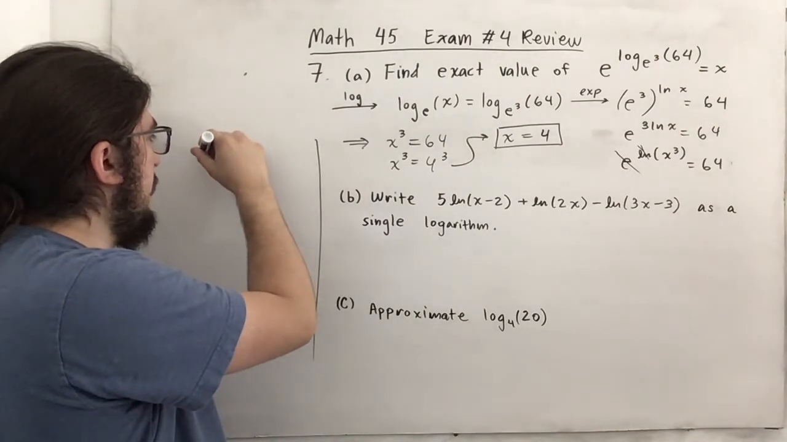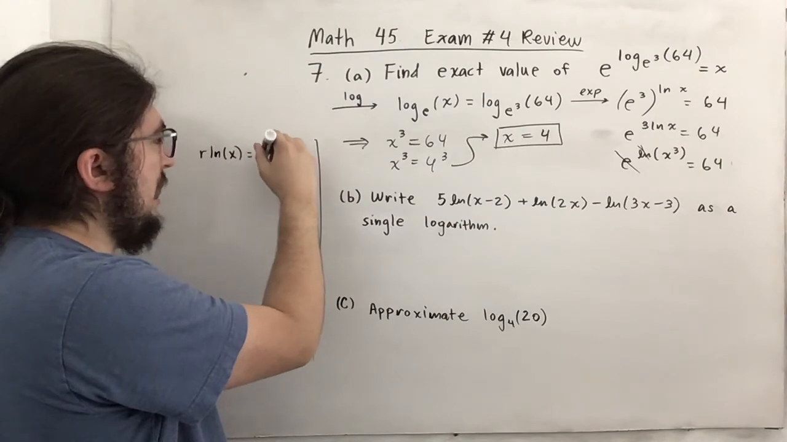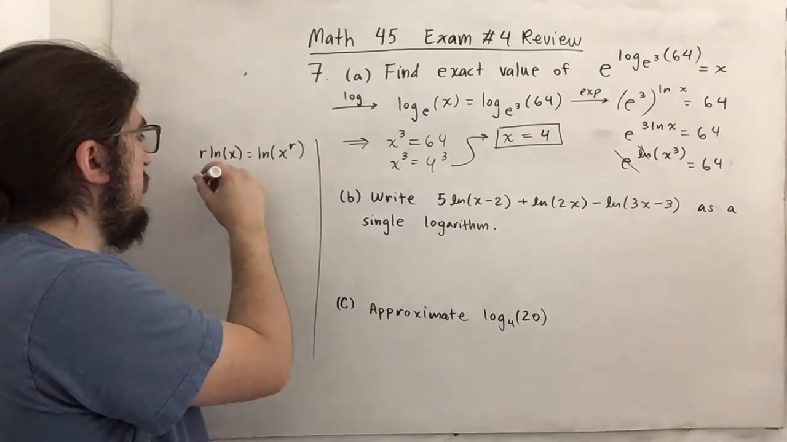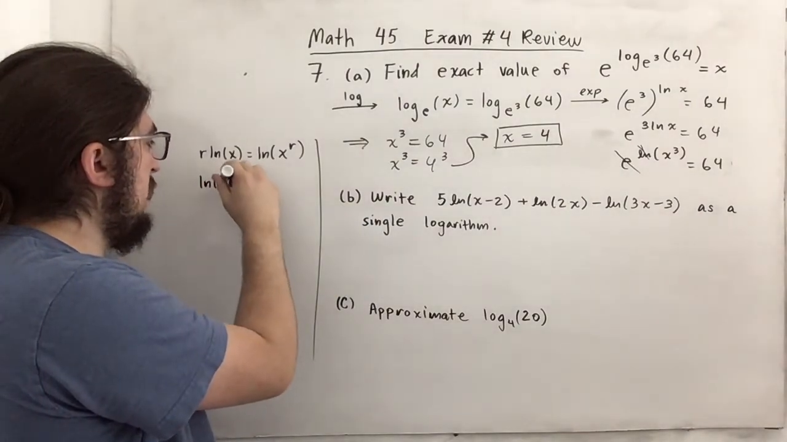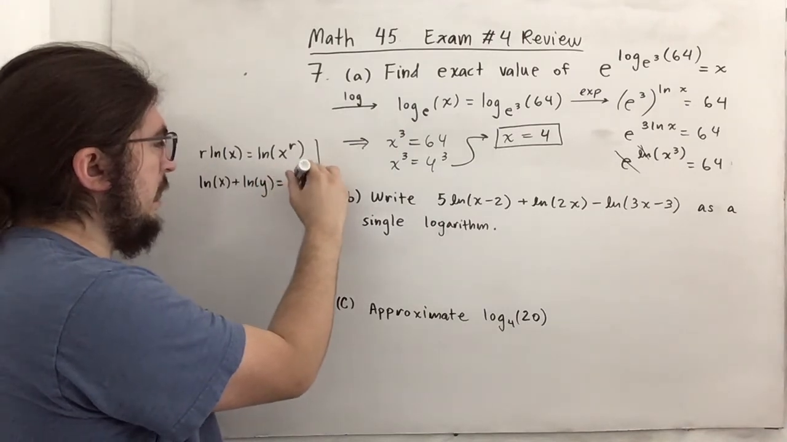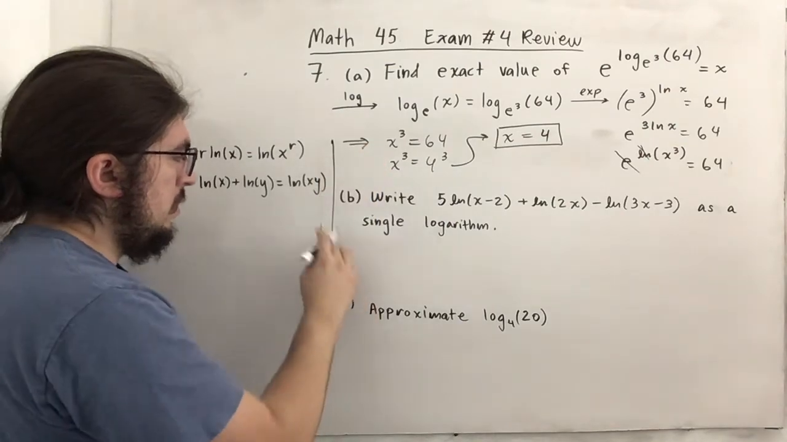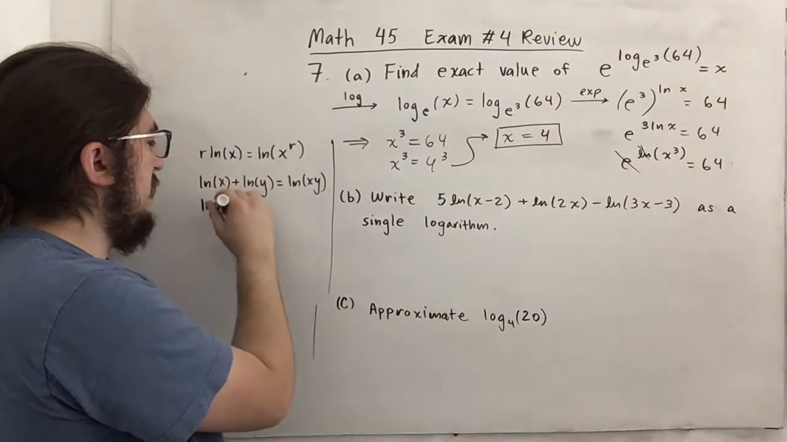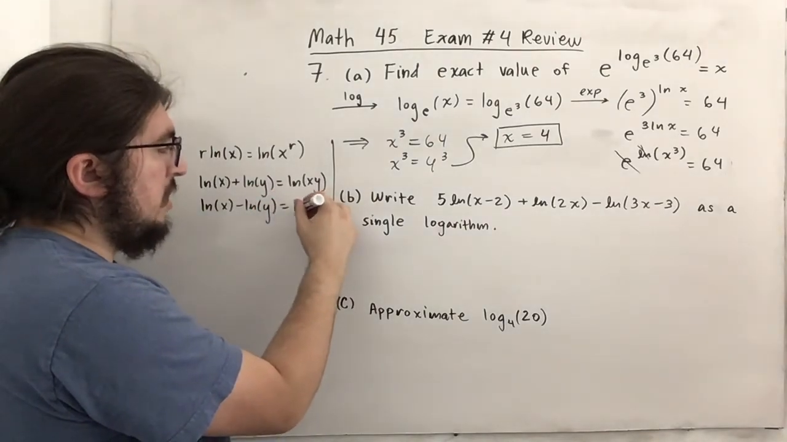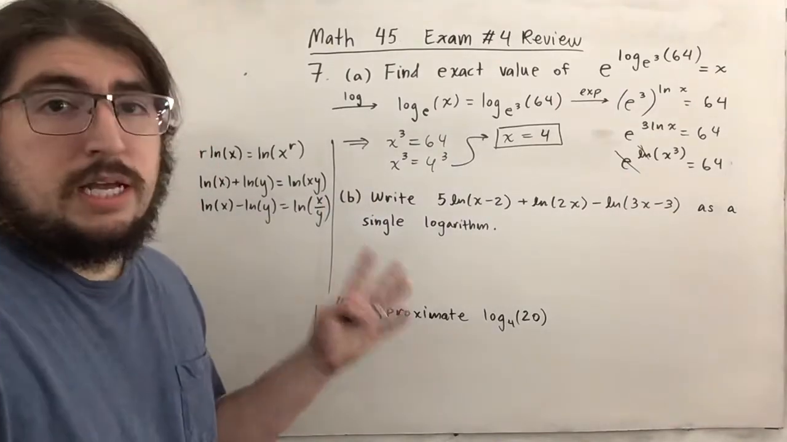So the first property is that if you have r times ln of x, this is the same as ln of x to the r. We just actually used that right now. And then if you have ln of x plus ln of y, this is equal to ln of x times y. Let me move this over a bit. Okay, and then also if you have ln of x minus ln of y, very similarly, this is division on the inside, ln of x over y. Great. So I want to use that here.